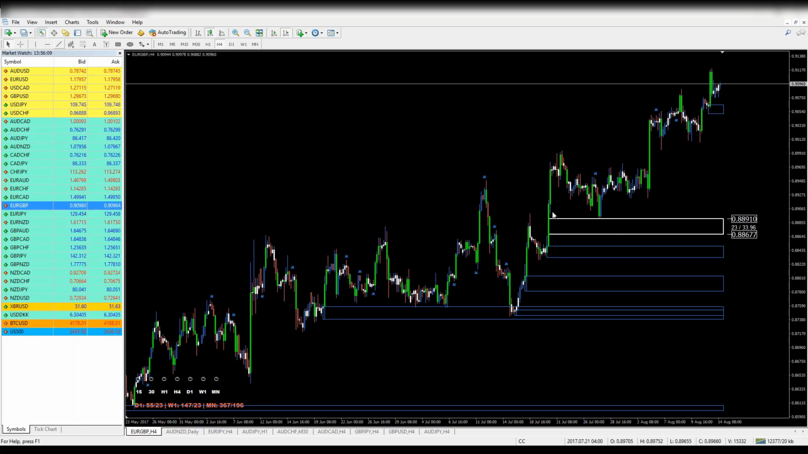Sorry, we're above that. So we have this one, which has been tested once, the 88 and 91. This area may still work again because we had a good reaction and price did not go very deeply into the area. So this could work, but technically speaking, this has been tested. If we look a little bit lower, let me mark that one off so I can find it.